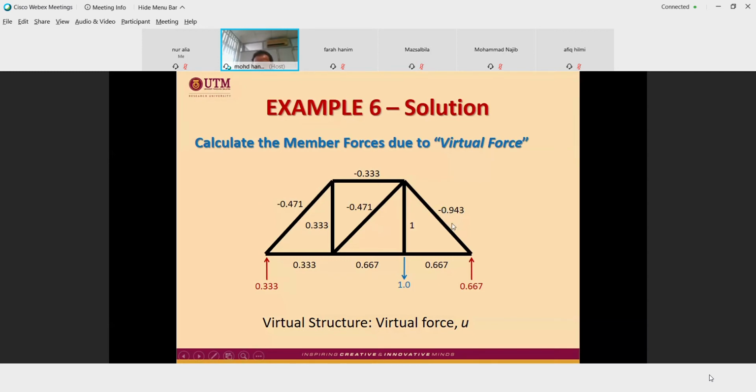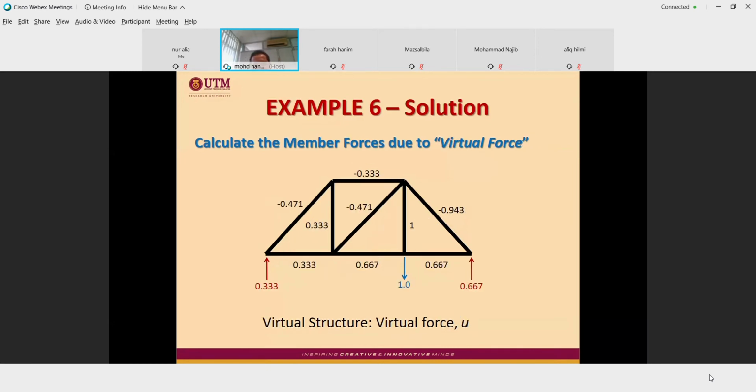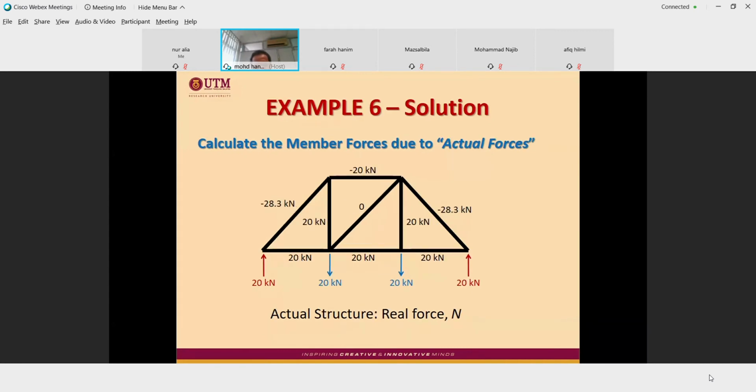After the lecture. So this is the force, and this is the internal force or member force due to actual force. Actually, it should be this one first, and then this one. But whatever, at the end we'll get the same answer.